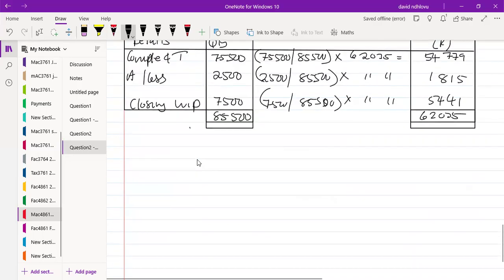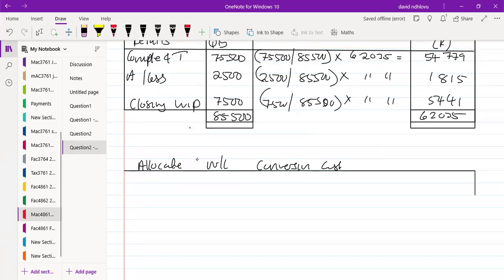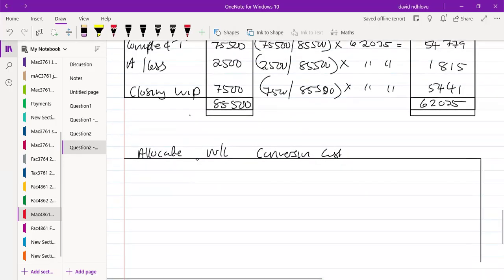I need to do the same to the normal loss according to conversion cost. So allocate normal loss conversion cost. So I'll still have a similar table, but this time I'm allocating the normal loss according to the conversion costs.